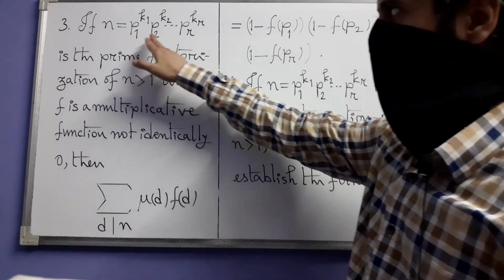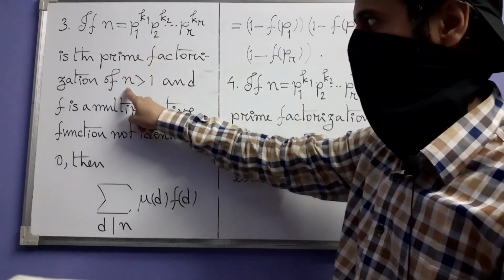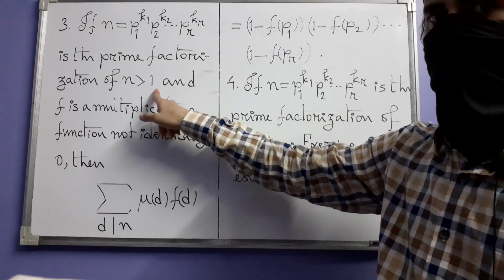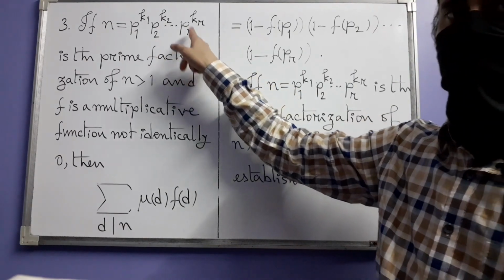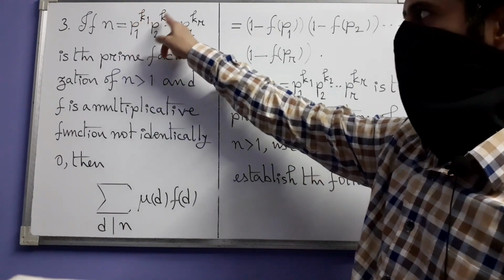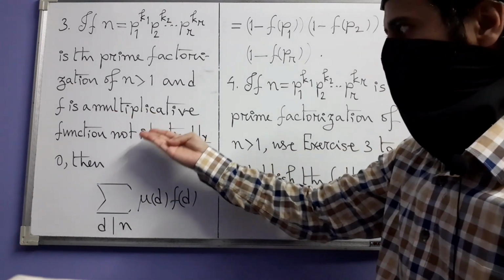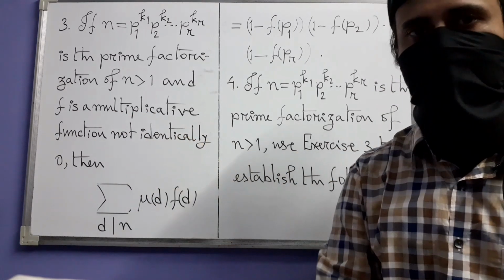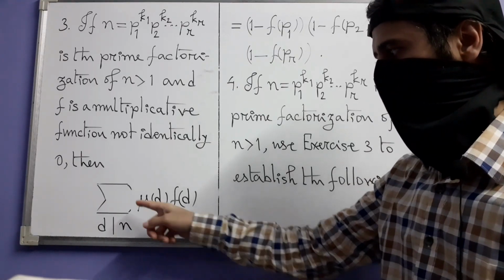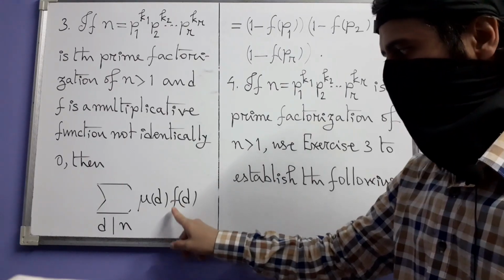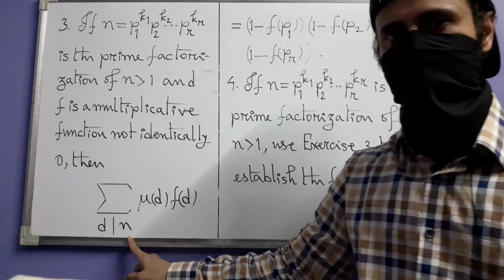So here you see the prime factorization of a positive integer n which is greater than 1. And the primes involved are these pi's, p1, p2 up to pr, and the exponents are respectively k1, k2 up to kr. And f is a multiplicative function which is not identically 0. Then look at this sum: summation mu of d times f of d, where d varies over all the positive divisors of n.